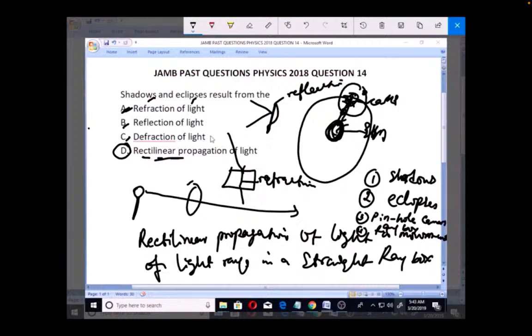So these are different motions of light, but the one that is responsible for shadows, eclipses, the pinhole camera effect, and the ray box effect is the movement of light in a straight line, which is also known as rectilinear propagation of light. Thank you.